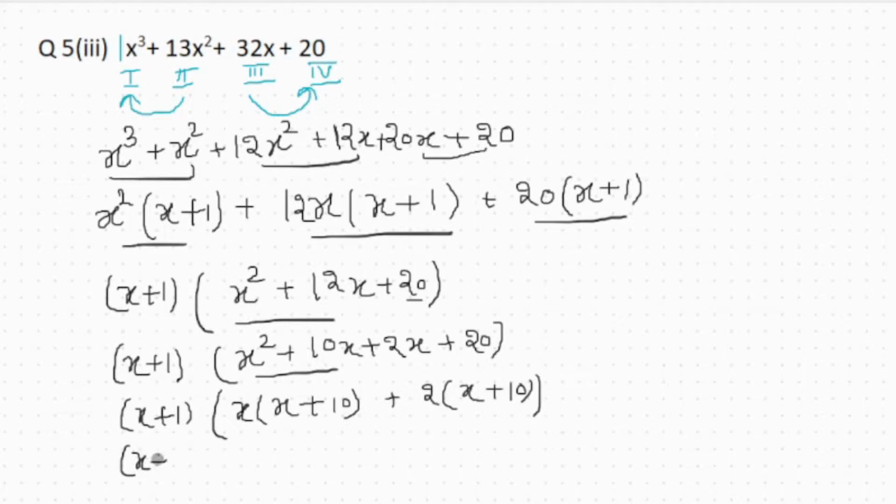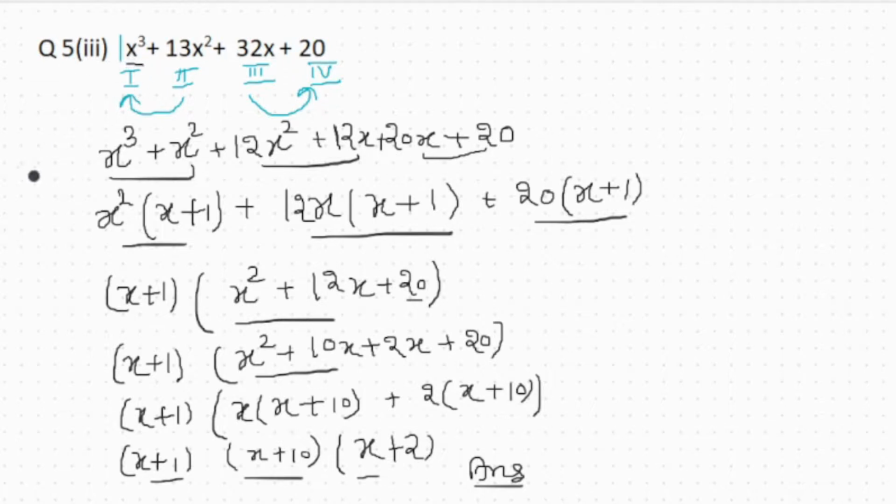So now from the two terms in the bracket, what is common? X plus 10. And the leftover is x plus 2. Now we can see we have the answer again, a product of three factors, because actually it's a cubic polynomial. The answer will be a product of three factors.